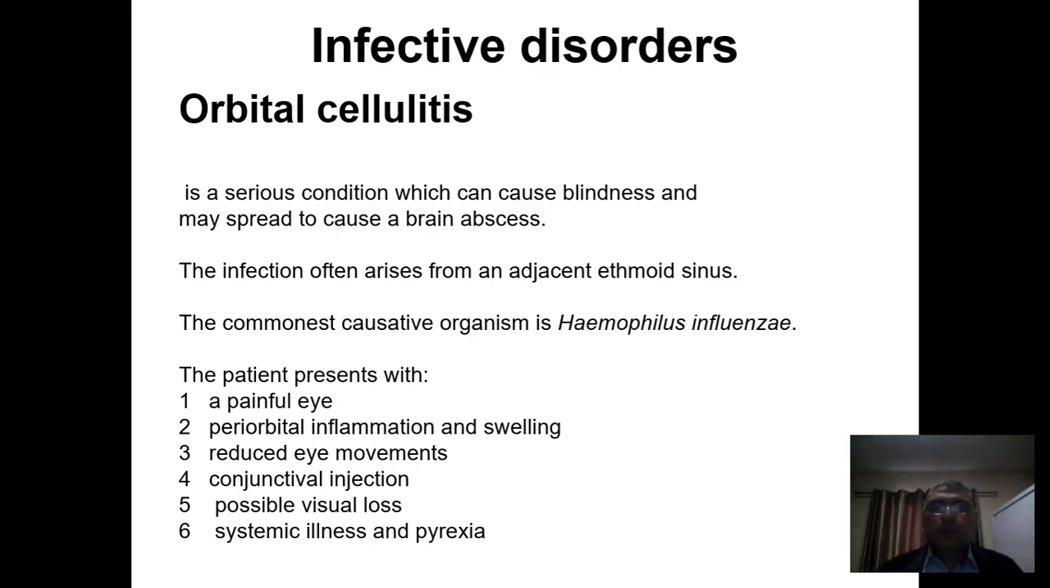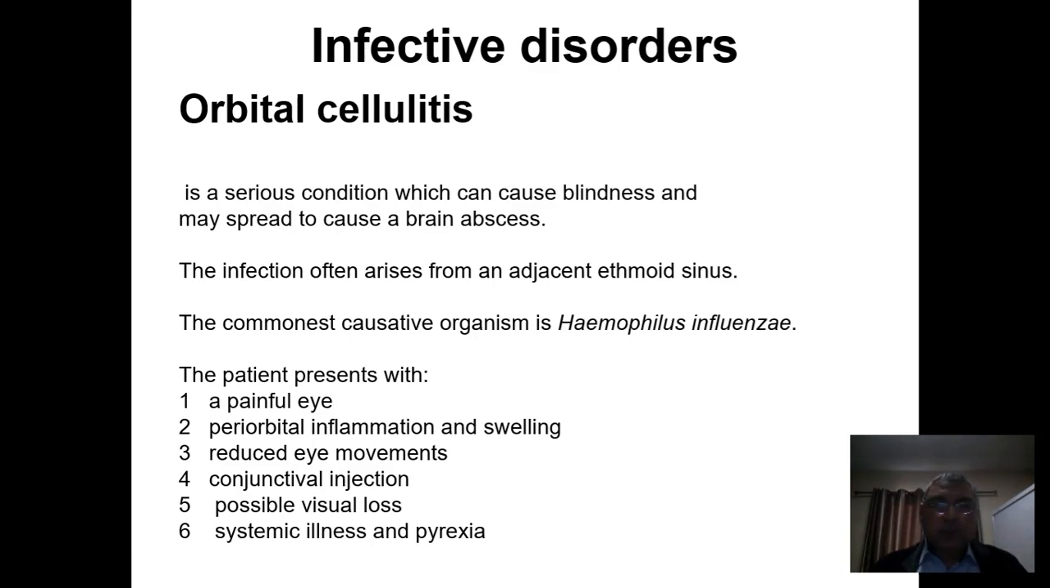Infection in orbital cellulitis usually arises from the adjacent sinuses, especially the ethmoidal sinus, which is adjacent to the medial wall, with a very fine, paper-thin bony lamina between the orbit and the ethmoidal sinuses. The commonest causative organism is Haemophilus influenzae.